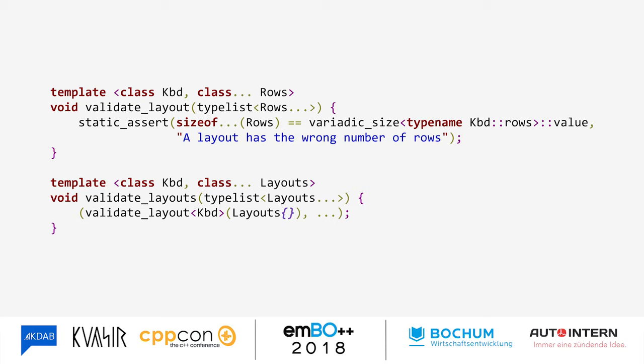The question was, do you get information about which row might be wrong in the compiler error? You don't, and I'm going to come to that later when I talk a bit about how we can support this better in future versions of C++.